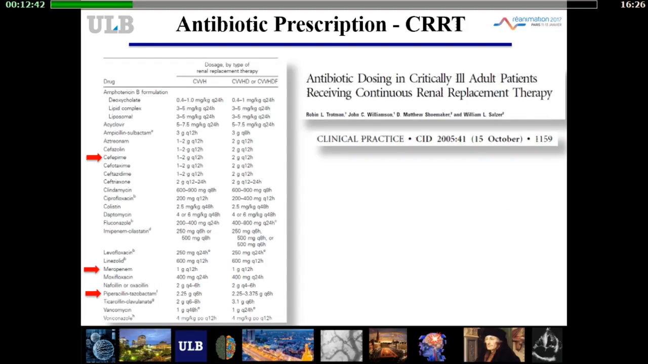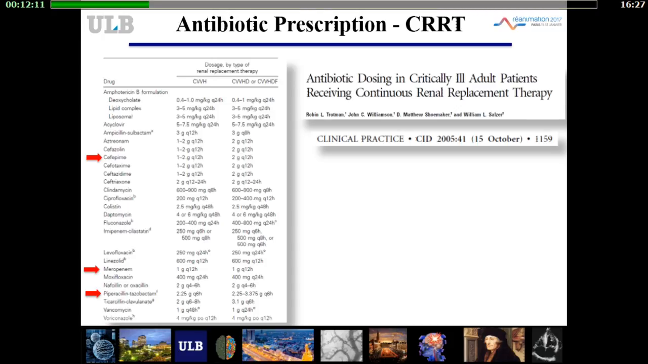So, when we want to prescribe antibiotics, usually we use systematic reviews of the literature, where some authors evaluated studies and try to summarize what happens and which is the best dose in this situation. This is one of, I think, the most recent papers, already almost 10 years old, published in CID, by Trotman and co-authors, that reviewed the literature and tried to give you some advice on how to manage antibiotic dosing in this setting. And you see, for example, I put some arrows in red.